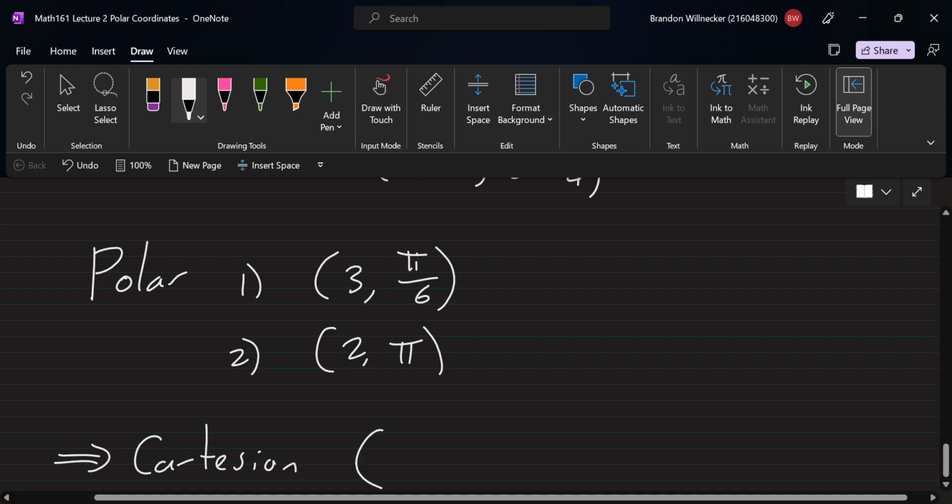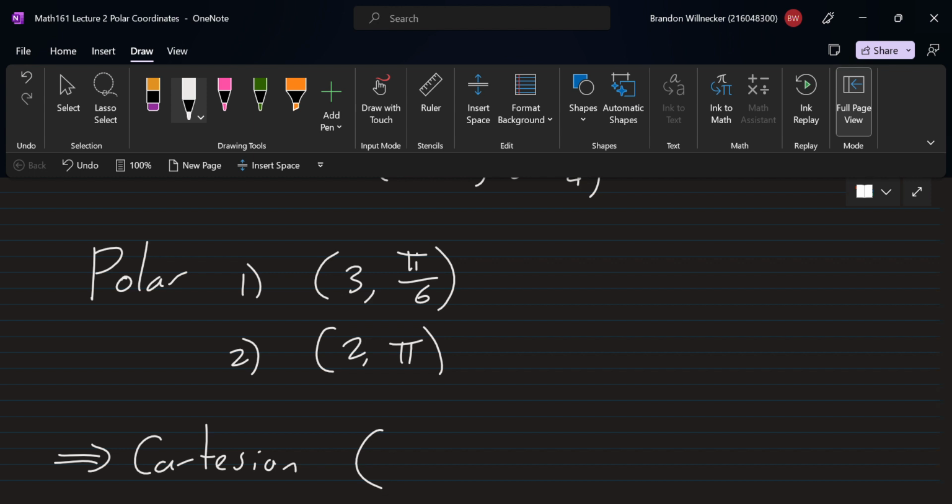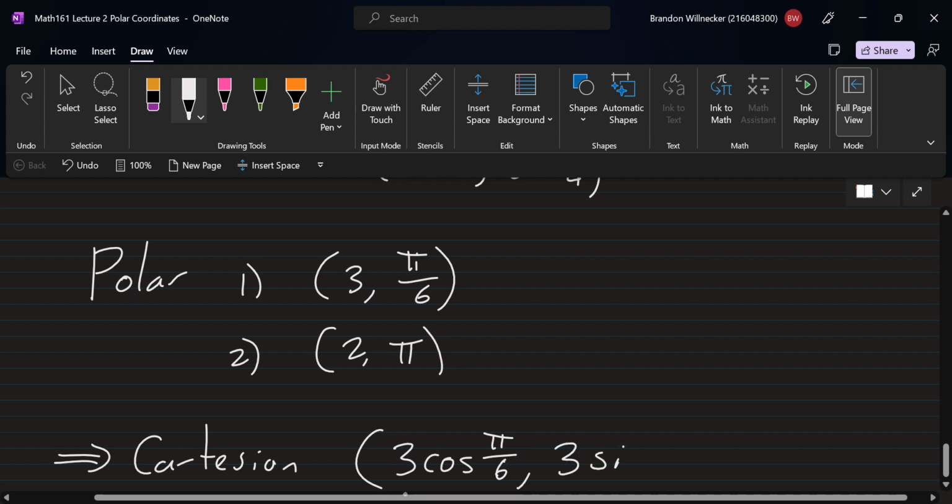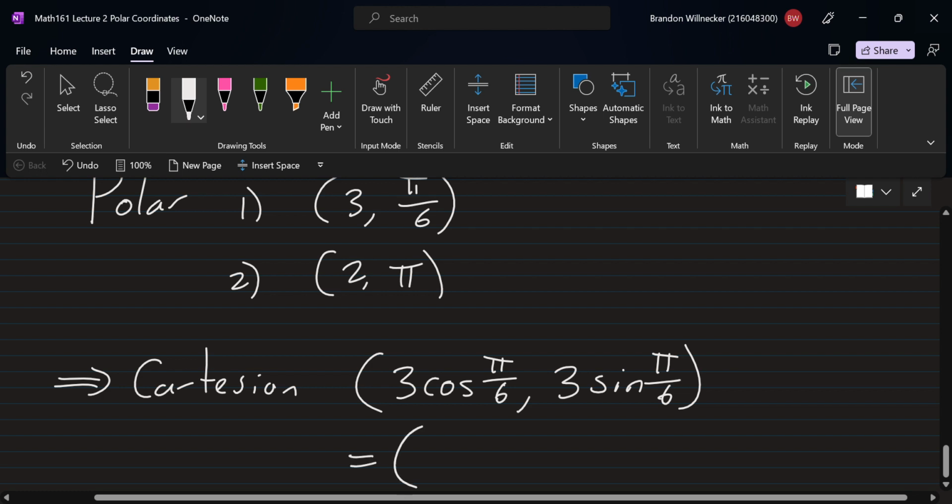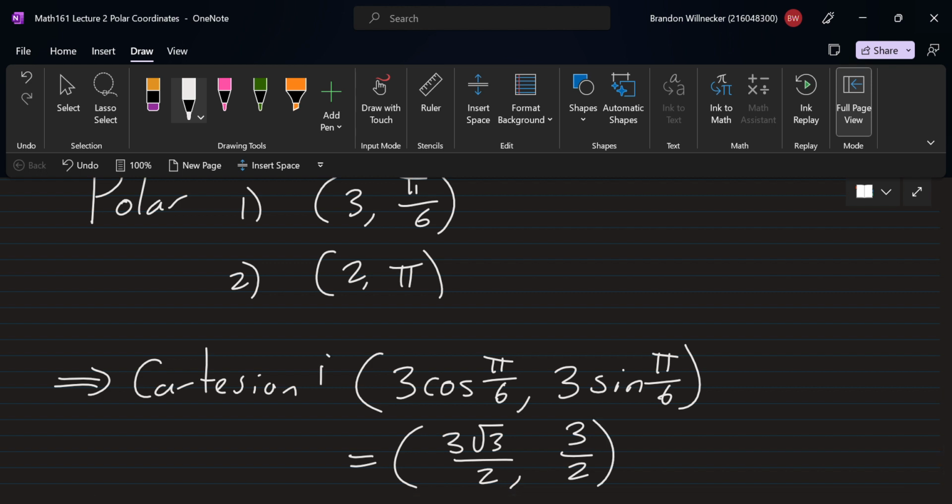So for the first one, we've got the radius, or the distance, is 3. The angle is pi over 6. We know how to go back and forth. The x part will be 3 cos pi over 6. The y part will be 3 sine pi over 6. Okay, so this will be 3 root 3 over 2 and 3 over 2. So that's in Cartesian form. That's for the first one.